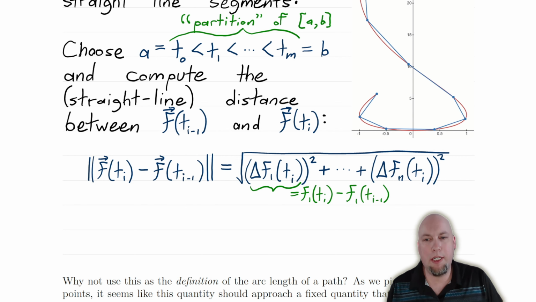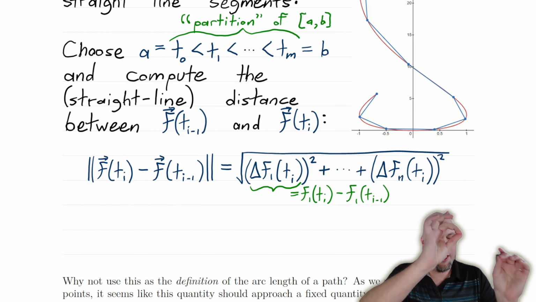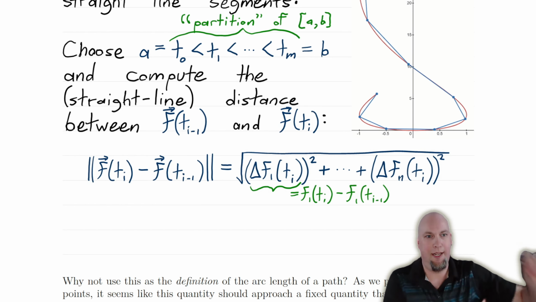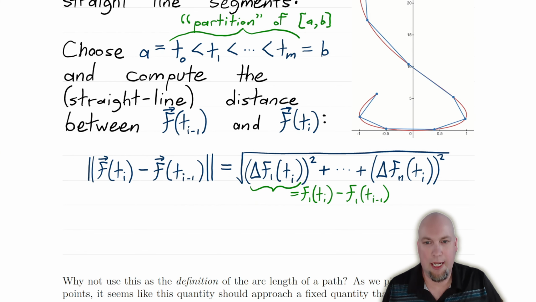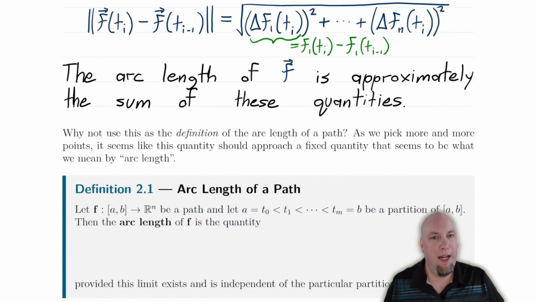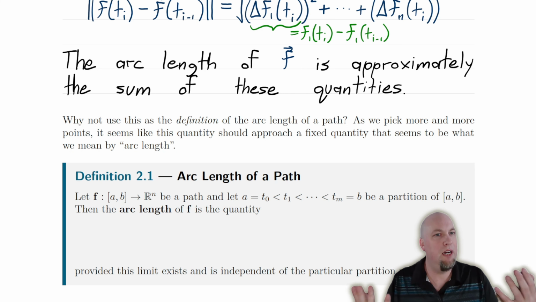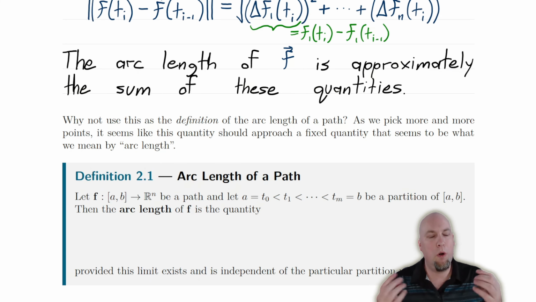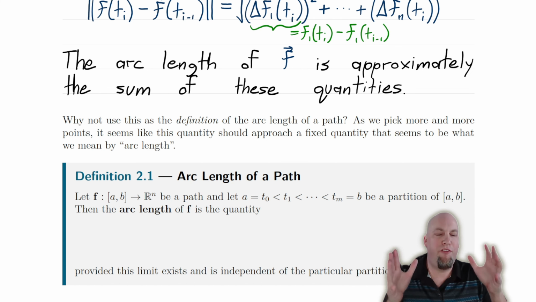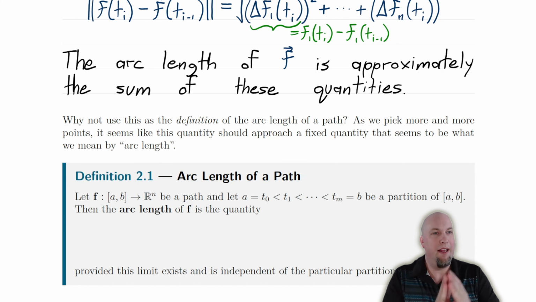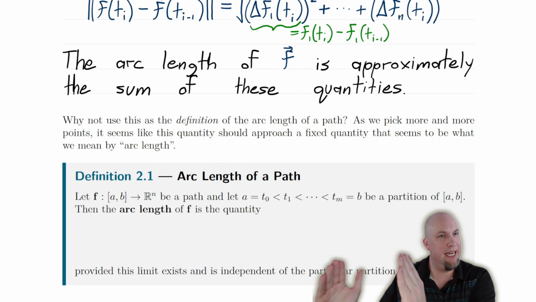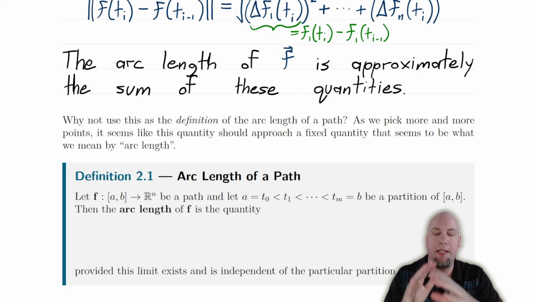So that quantity right here is the length of the ith straight line segment in our partitioning and straight line approximation. The arc length of the path f is approximately equal to the sum of these straight line distances. So we're going to define the arc length of a path to be the sum of these, and then we take the limit as, basically, m goes to infinity. I would love to just say it's the limit as m goes to infinity of the sum of m of these straight line distances.